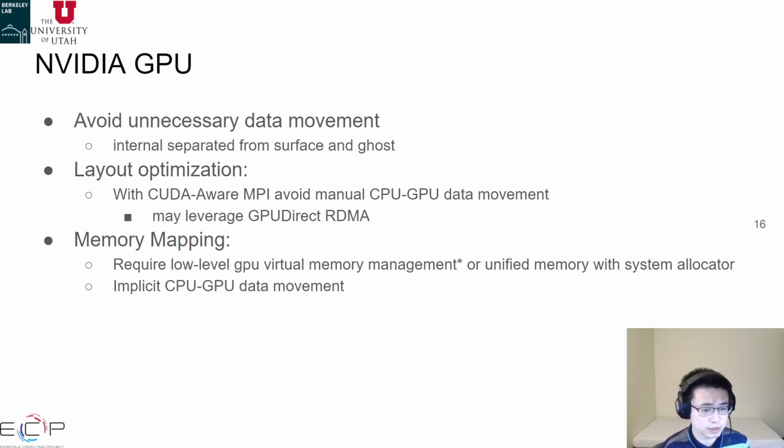One is to use a more recent feature of CUDA called low-level GPU virtual memory management, which is not available on our platform and we weren't able to test it. And the second is to use unified memory with system allocator, which supports implicitly moving data between CPU and GPU using the page migration mechanism.